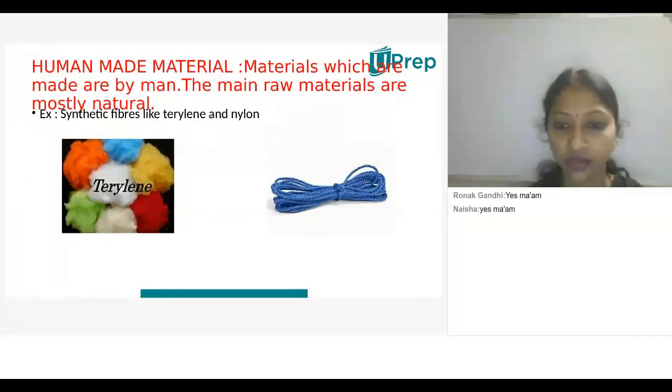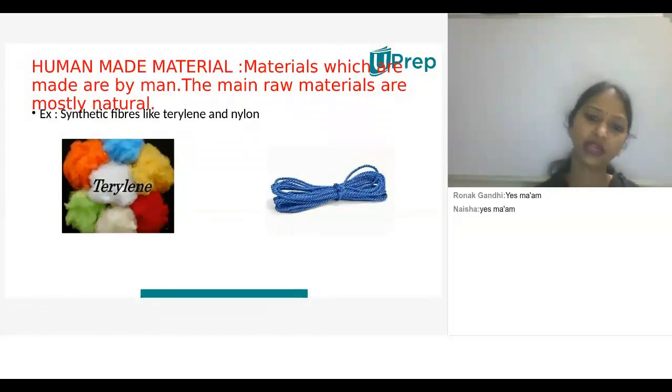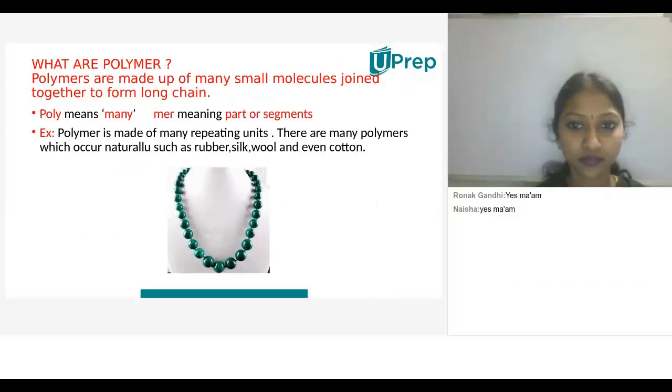Yes, good. Human-made materials means the materials which are made by humans, especially synthetic fibers, terylene, nylon, all these. What are polymers? Polymers are a long chain of monomers bonded chemically to form a polymer.